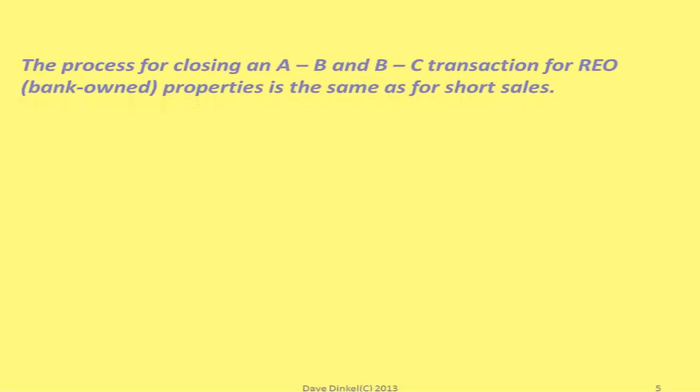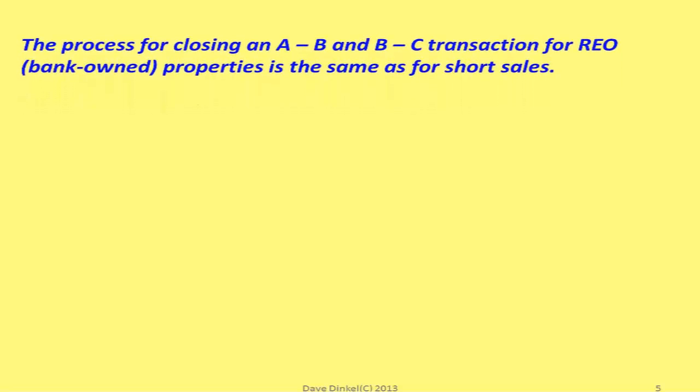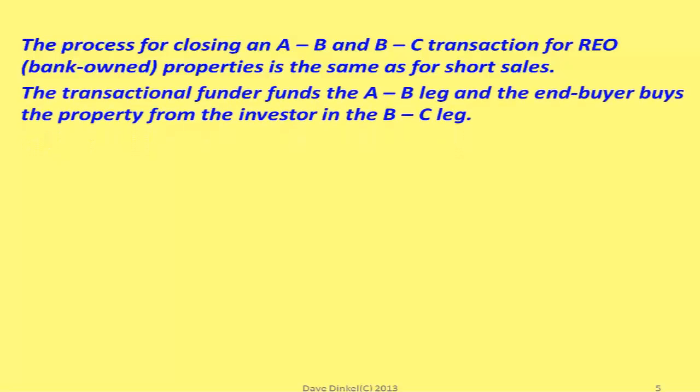The process for closing on an A to B and B to C transaction for REO or bank-owned properties is the same as it is for short sales. The transactional funder funds the A to B leg and the end buyer buys the property from the investor in the B to C leg.